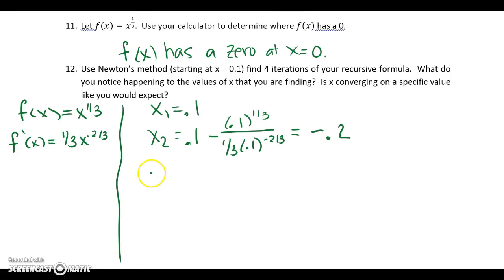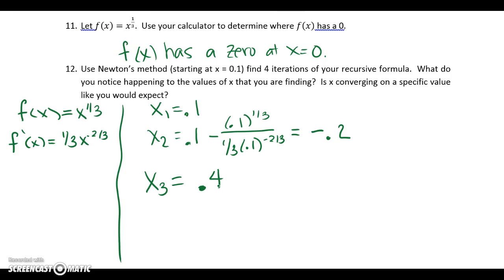However, if we go on to x3, I would have to plug in negative 0.2 and then f of negative 0.2 and f prime of negative 0.2 into my calculator. And I'm going to use the calculator to do this, and you should too. It'll speed up the process. And if you do that, we end up getting a solution of 0.4. Now this is starting to look a little bit weird.